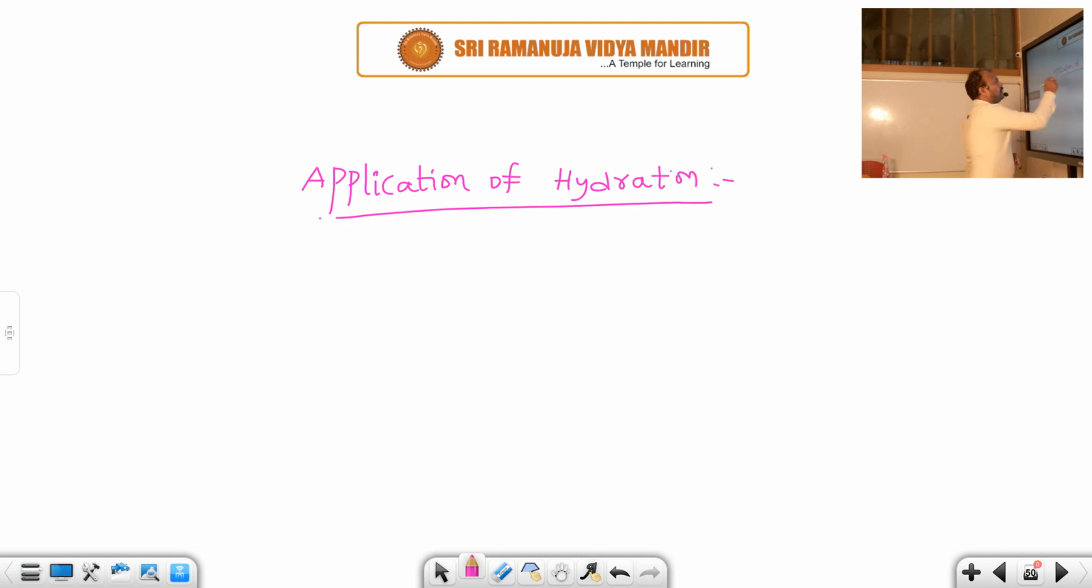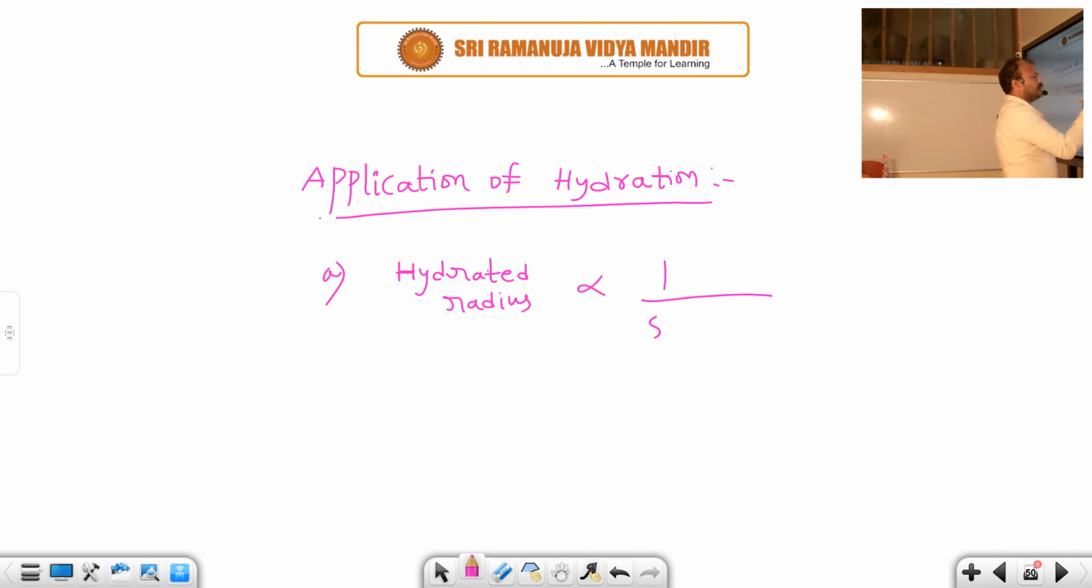What are the applications of hydration? You know very well, generally, hydrated radius. The first word is hydrated radius. This hydrated radius is generally inversely proportional to the size of the ion. Which one? Size of the ion.